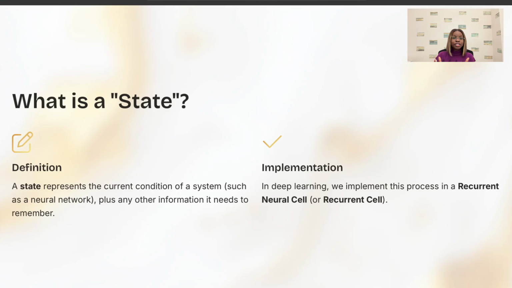I've already started to talk about what a state is, but let's read the definition I have here. A state represents the current condition of a system, in our case of a neural network, plus any other information that it needs to remember. In deep learning, which is what we are concerned with here, we implement this process in a recurrent neural cell, or recurrent cell. Stay with me. In the next slide, I'll explain what a recurrent cell is.